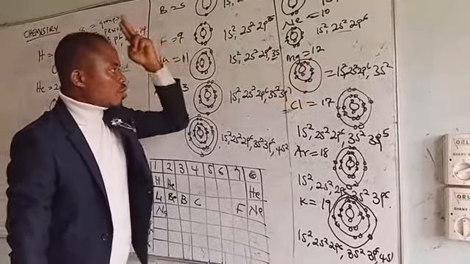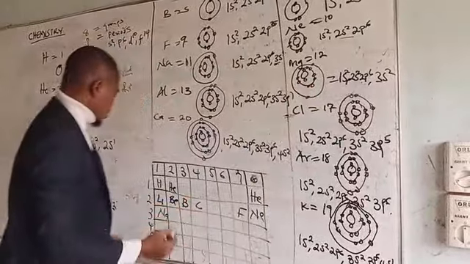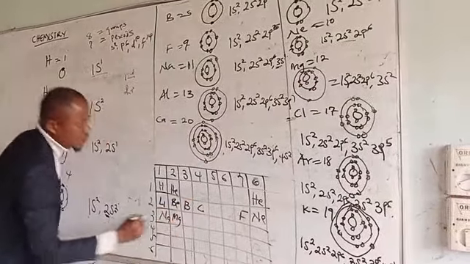Then we have magnesium. 2 electrons in the outermost shell, group 2. How many shells? 1, 2, 3. We're going to have magnesium here.